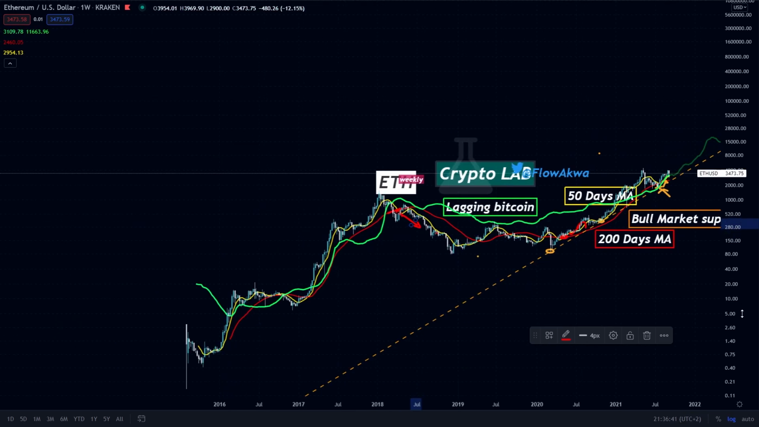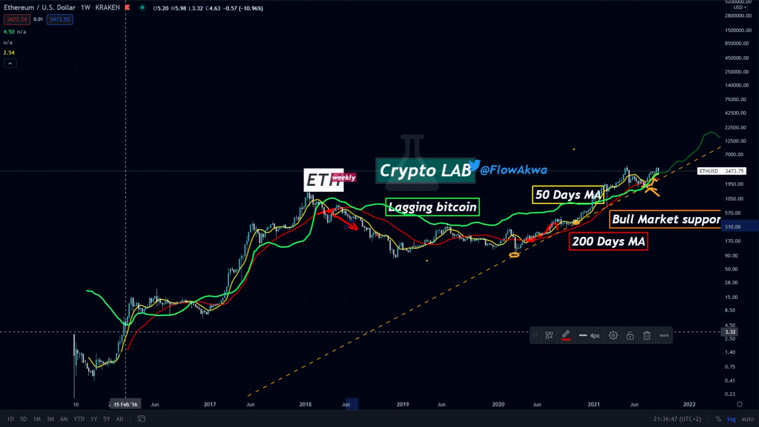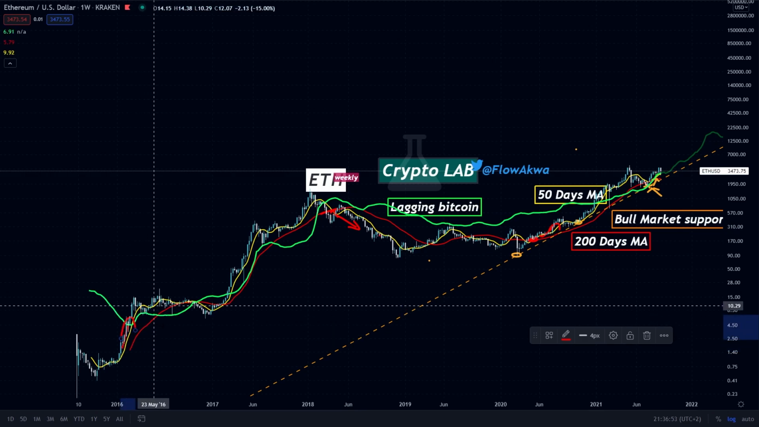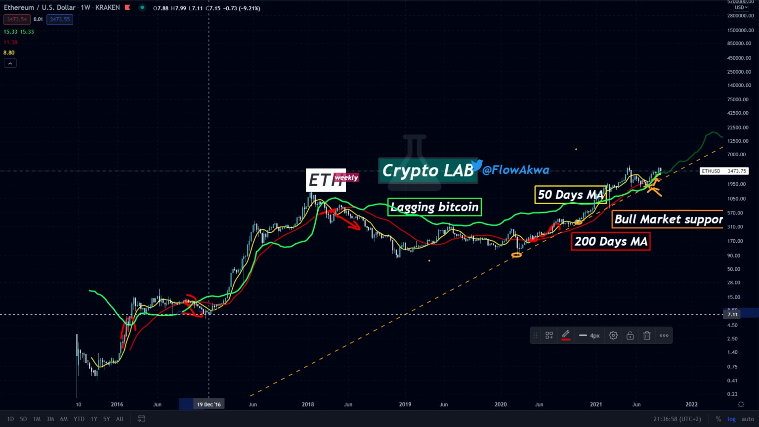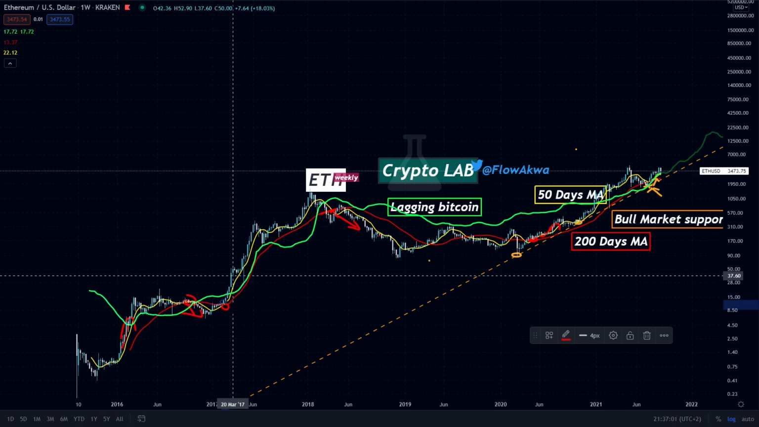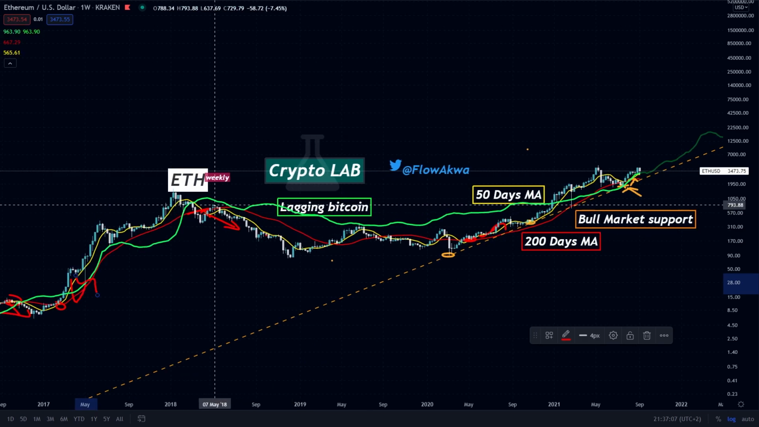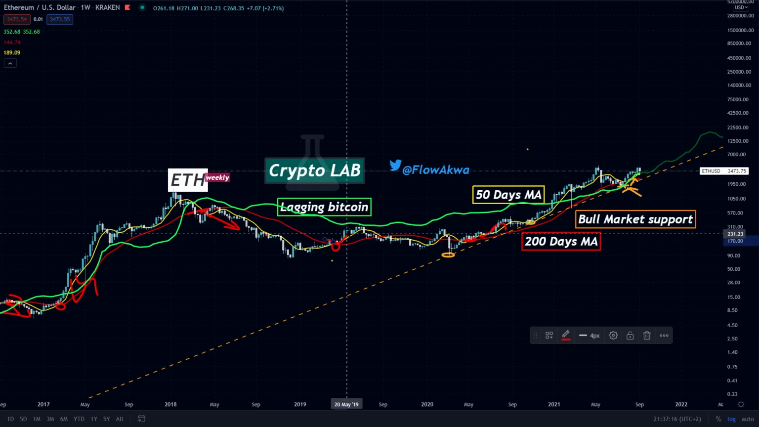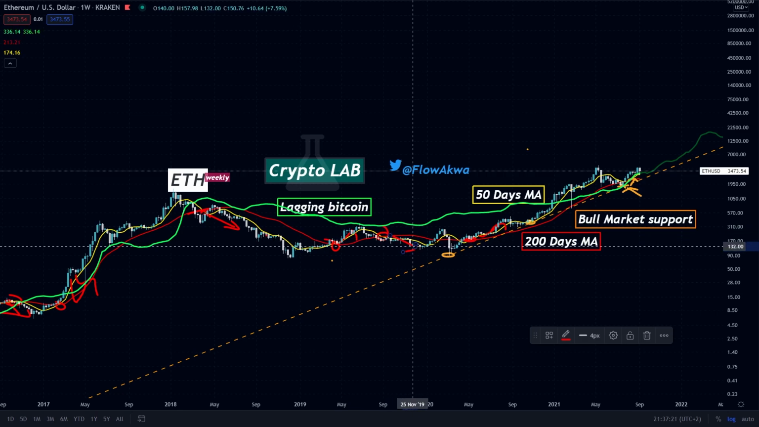Now, let's have a look at the crosses with Ethereum. You can see that here we can imagine that we had a golden cross, the price went up, okay? Here we have a death cross, the price went down. We have a golden cross, the price went up, okay? Here it was a death cross, we went down. A golden cross, we went up. A death cross, we went down. Okay.